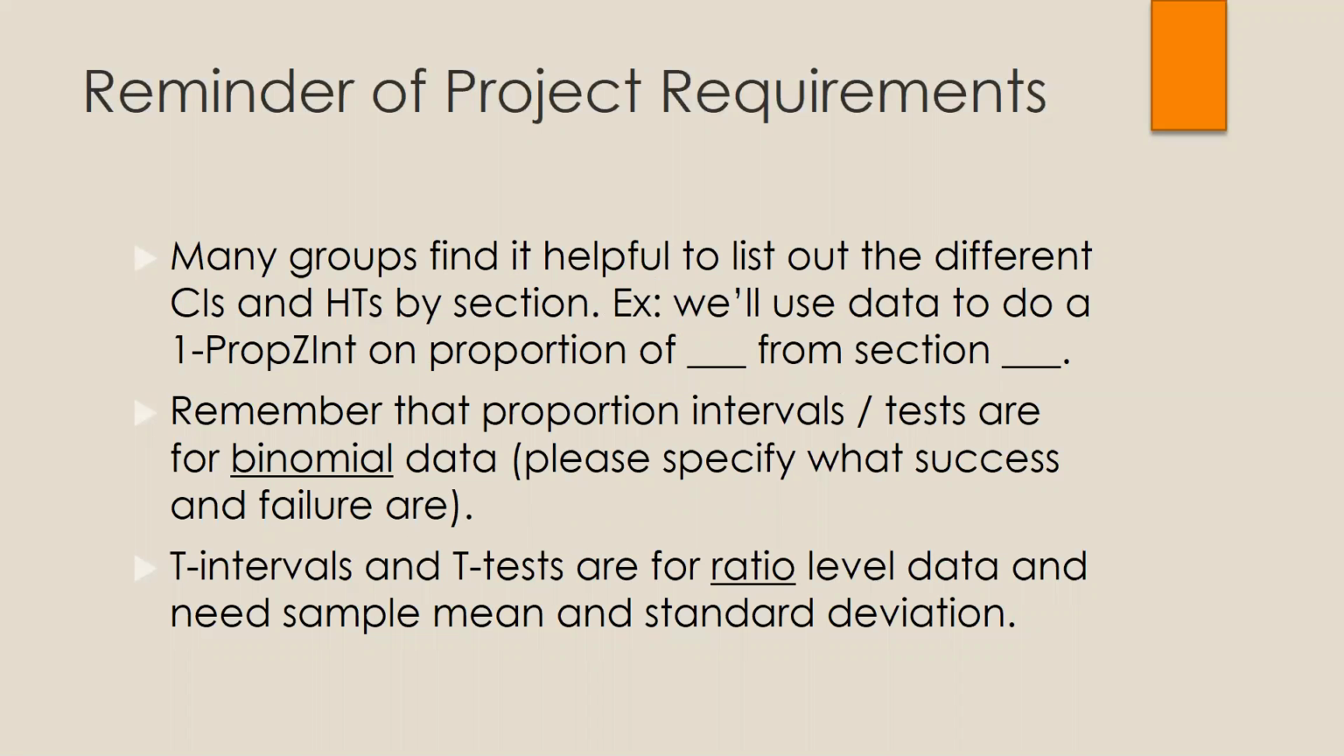To make sure that they cover all their requirements, many groups find it helpful to list the different confidence intervals and hypothesis tests by section. So for example, we'll do a 1 prop Z test on the proportion of blank, and that comes from section blank. And then they make sure that they have 6 different sections covered.